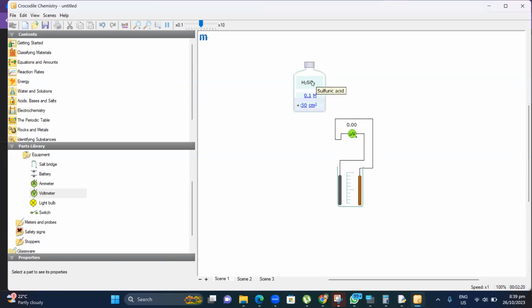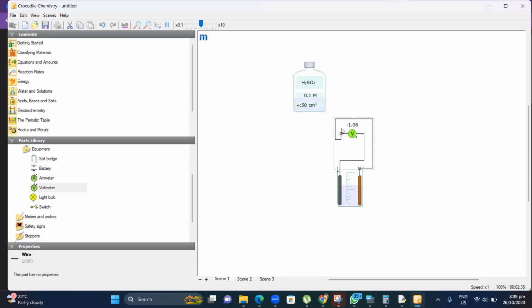This is 0.1 name. It's not concentrated, it's dilute. Let's put this, and okay, you can see it is only 1.1, oh, I have to change the edges. It is 1.06 volts, very small. 1.06 is very, very small voltage.